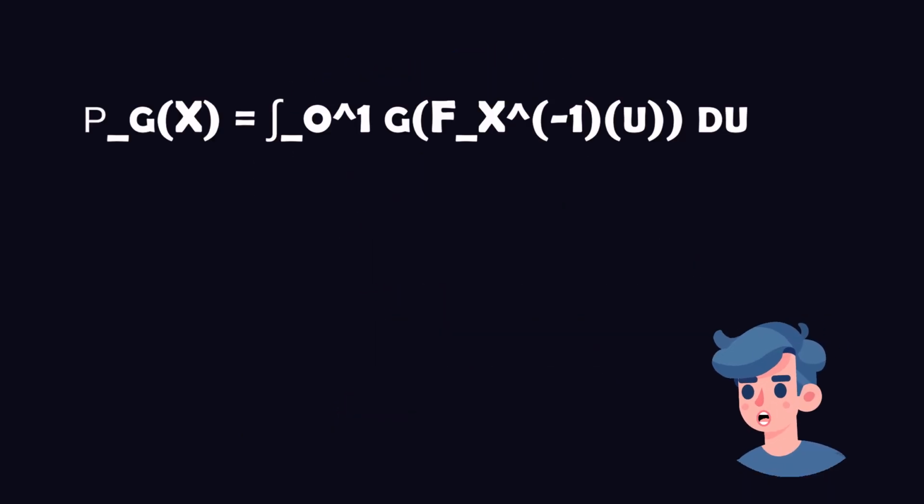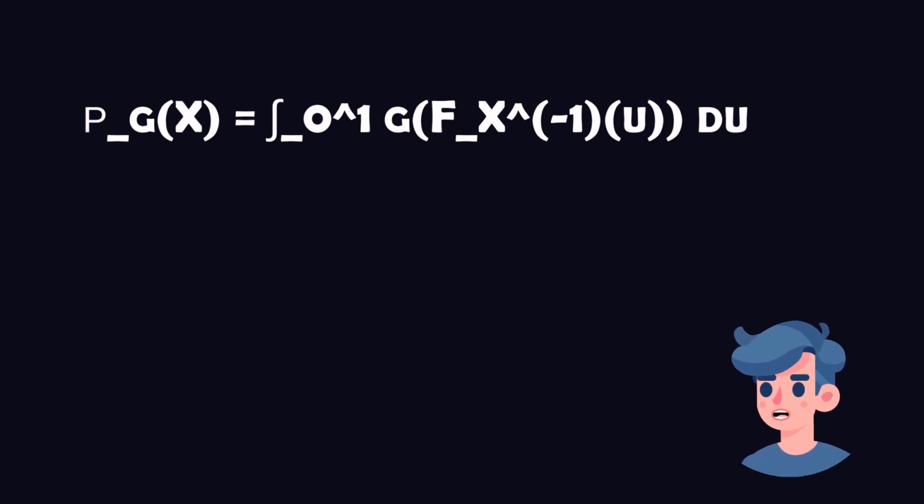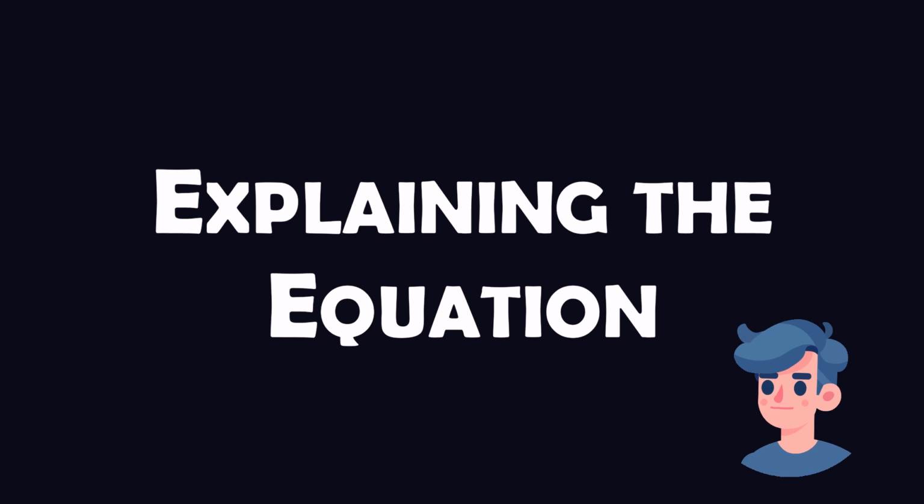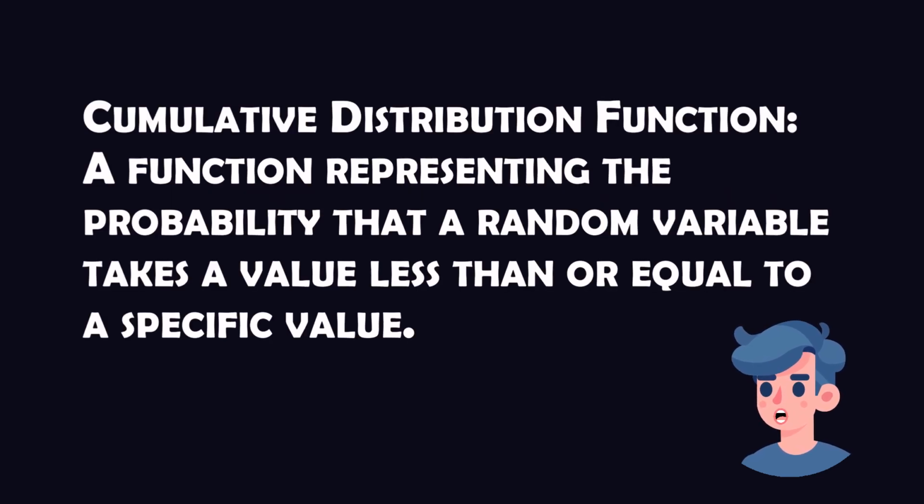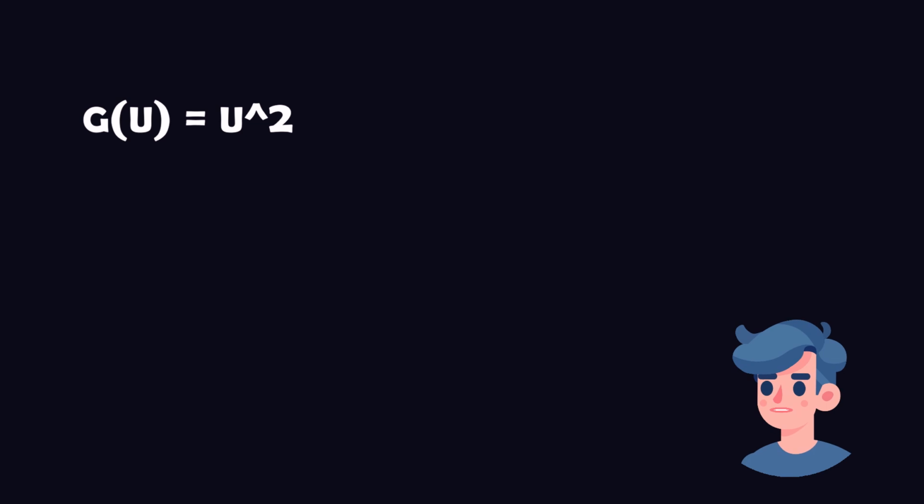Next, let's delve into some equations to get a better understanding. The distortion risk measure can be represented as, in this equation, ρ_g(X) represents the distortion risk measure of a random variable X. The function g is the distortion function, which modifies the cumulative distribution function F_X to reflect the risk preferences. To make things clearer, let's consider a simple example using a distortion function g(u) equals u squared. This quadratic distortion function highlights the weight given to tail events more than to central events.